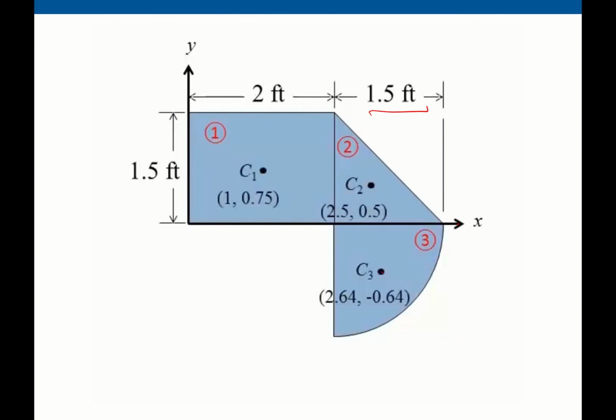Based on the definition, it should be 4r over 3 pi. I didn't explain this one, but you don't need to memorize it. If you need to find the centroid of a quarter circle, you can simply look it up on Google. So this is the x location and the y location as well.